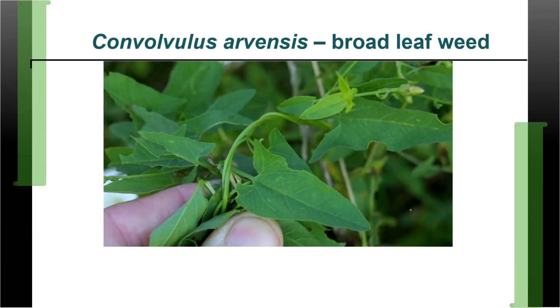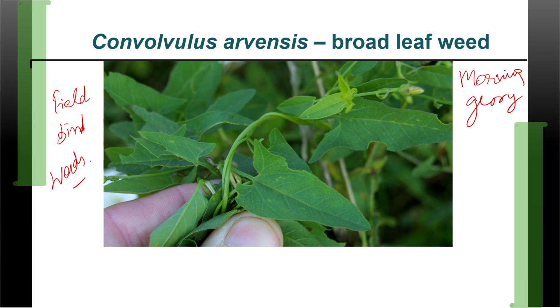Then Convolvulus arvensis, it is a broad leaf weed and it is also known as morning glory. It is known as morning, M-O-R-N-I-N-G, morning glory. And the other name is field bindweed. It has pinkish white flower, quite attractive flower also, and it can cause damage to the crop.